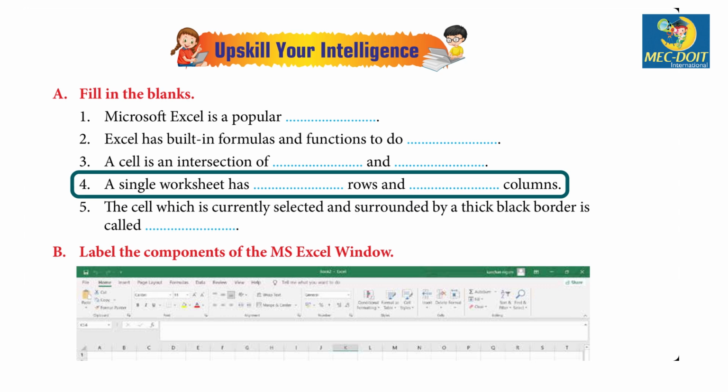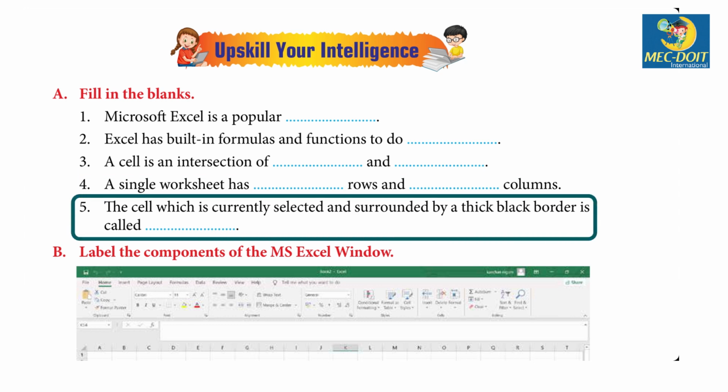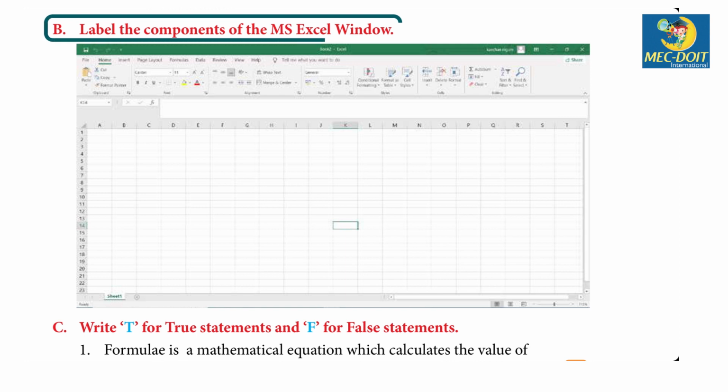Answer: 1,048,576 rows and 16,384 columns. 5. The cell which is currently selected and surrounded by a thick black border is called dash. Answer: active cell. B. Label the components of the MS Excel window. Answer. Student will do it themselves.